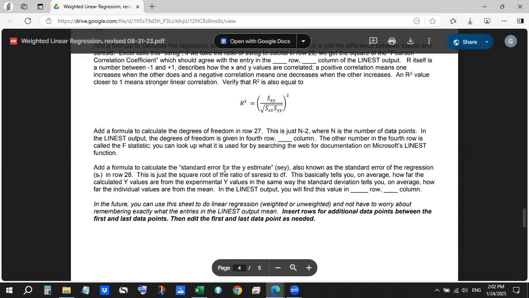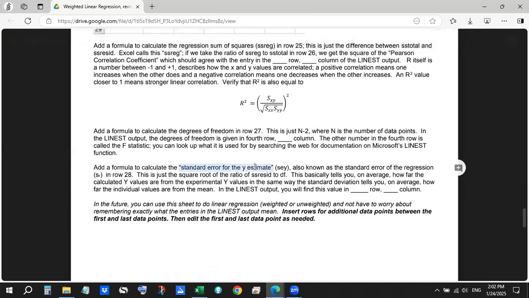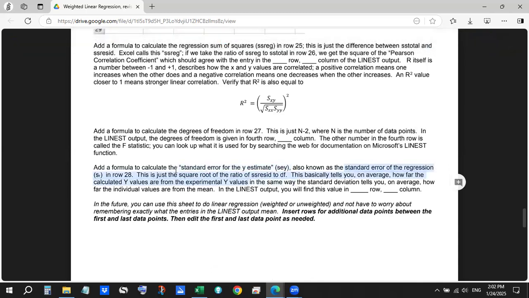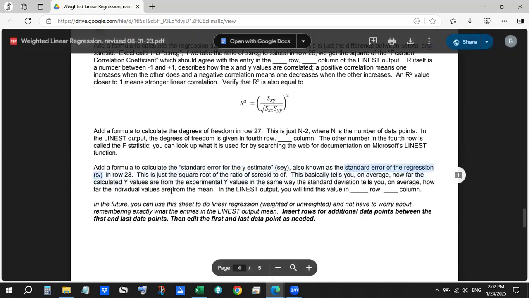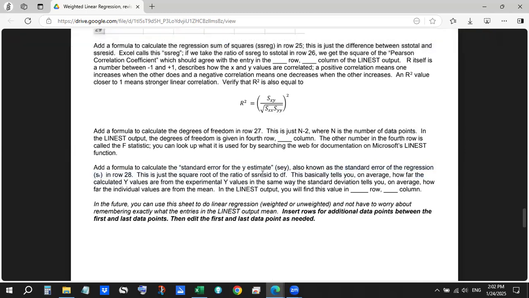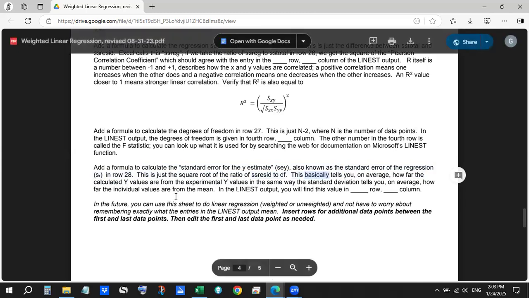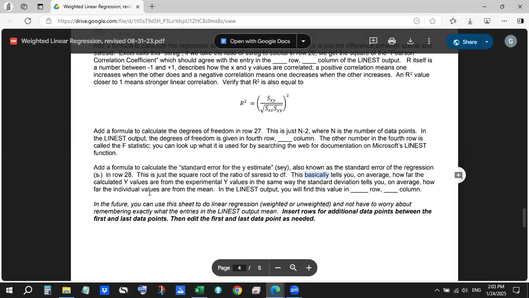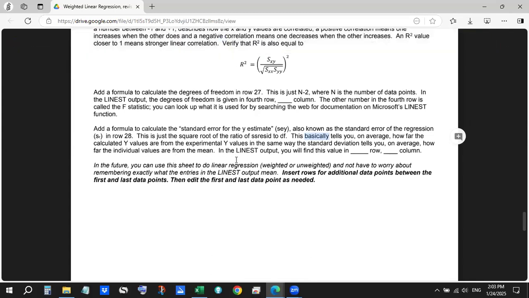The standard error of regression is also known as the standard error of the y estimate. That's what Excel calls it, SEY. It's also known as the standard error of regression, S of R. This is the square root of the ratio of chi-squared to degrees of freedom. This basically tells you on average how far the y values are from the experimental values, in the same way the standard deviation tells you on average how far individual values are from the mean.